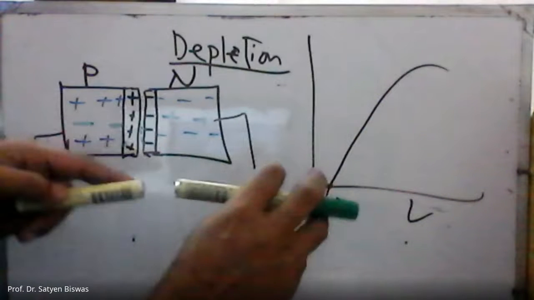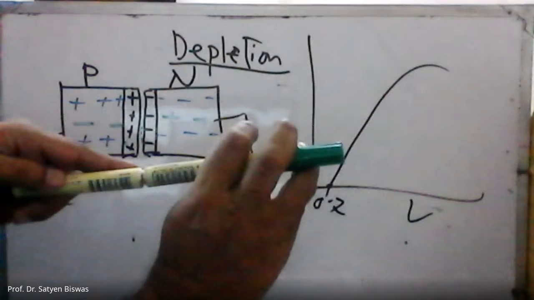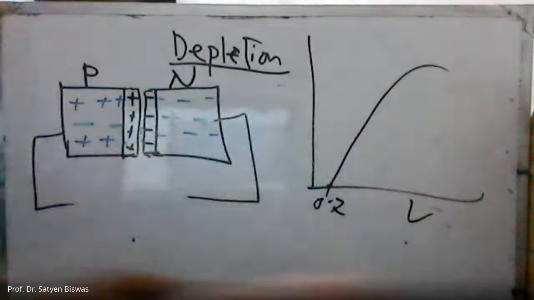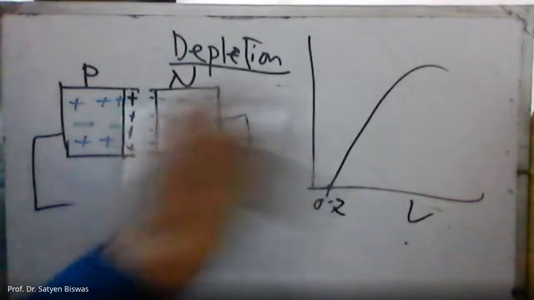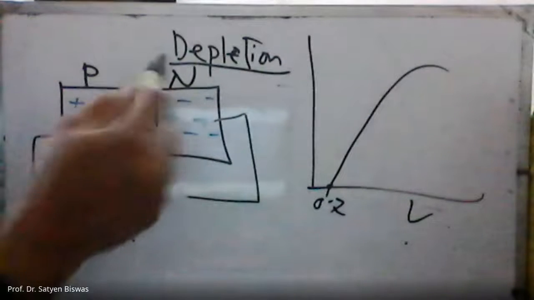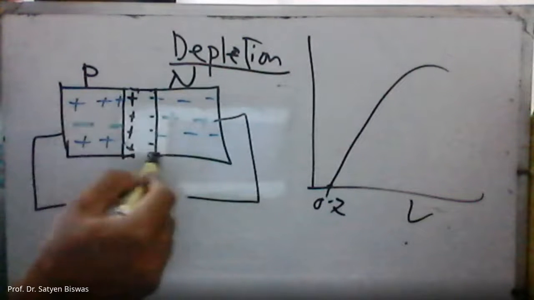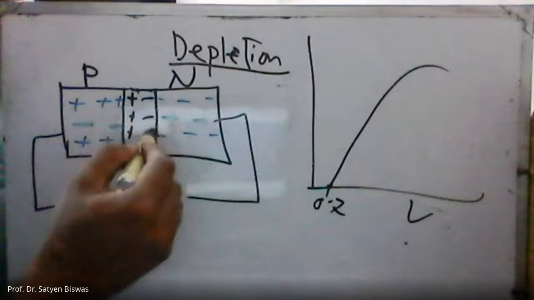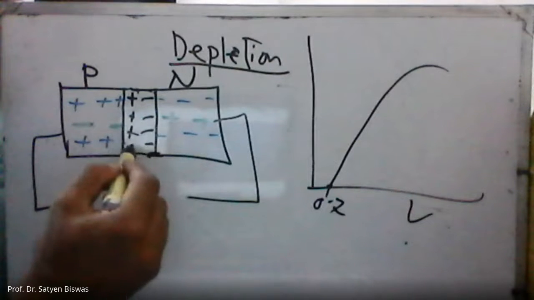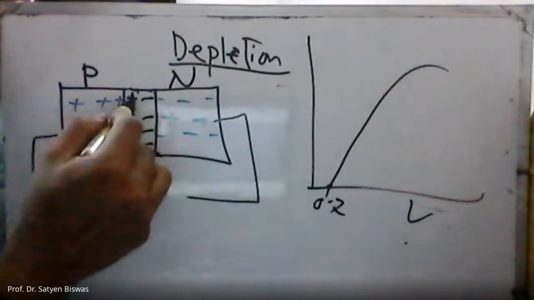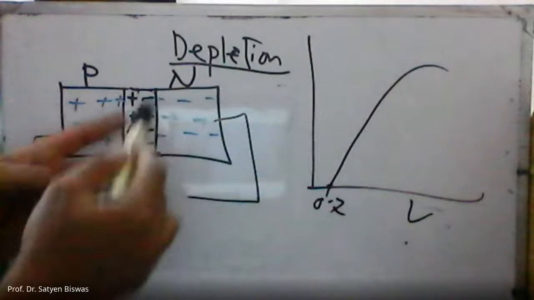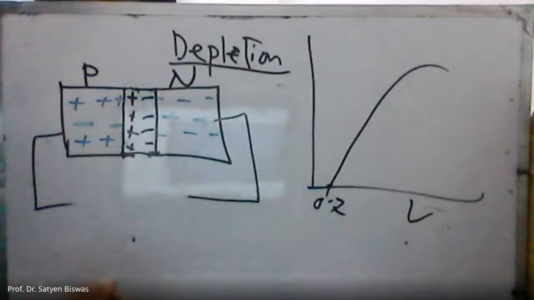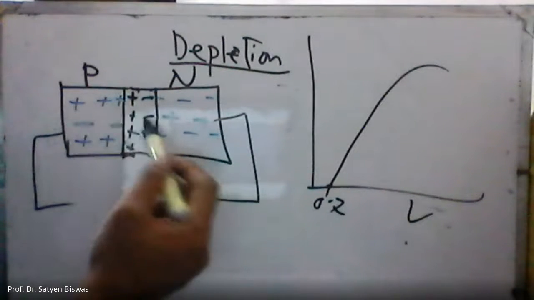But when you bring them here, connecting each other, what will happen? When you connect two pieces during fabrication, these holes and these electrons, because they are very close to each other, side by side, will recombine. Understand? They will recombine.